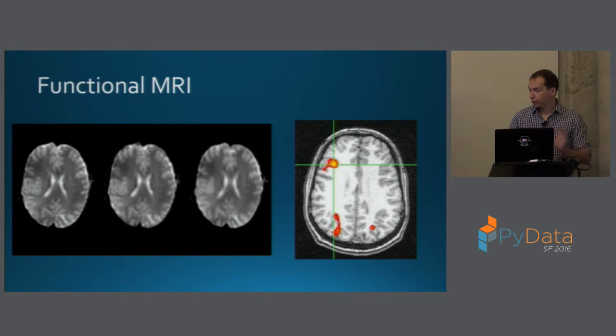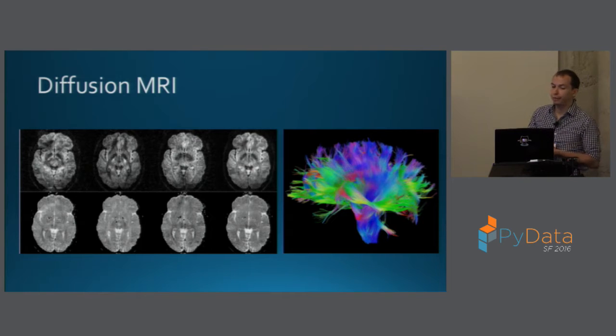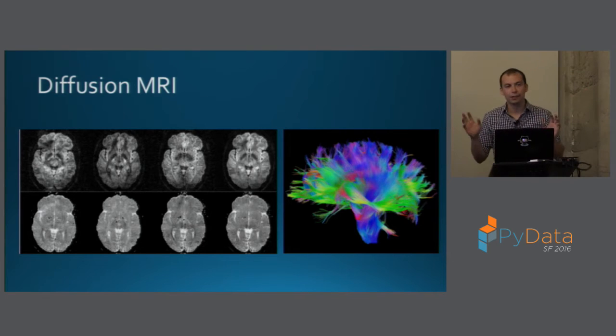That's not all. We also have something called diffusion MRI. And this type of data allows us to look at the structure of the connections of the brain. So remember when I talked about the cortical folding, the layer outside, and the connections going through the brain? Those are the connections. Those are the axons.